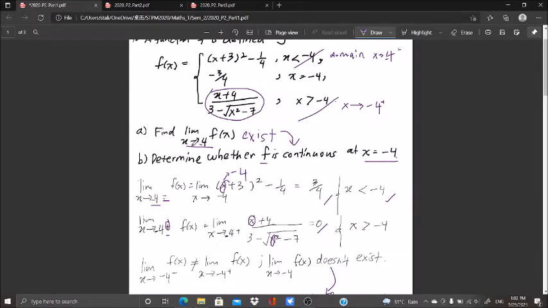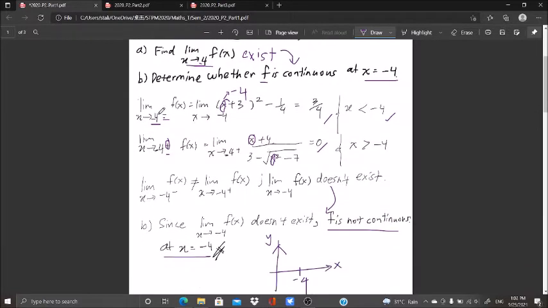First, we need to find the limits, while A is used to serve B: determine whether f is continuous at x equals negative 4. Because one of the conditions for f to be continuous is that the limit of f(x) as x approaches negative 4 must exist. So we check the condition first.